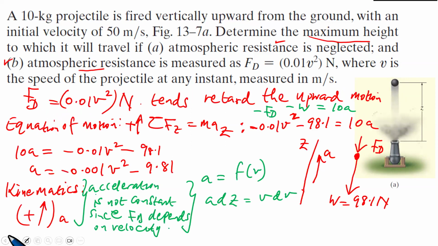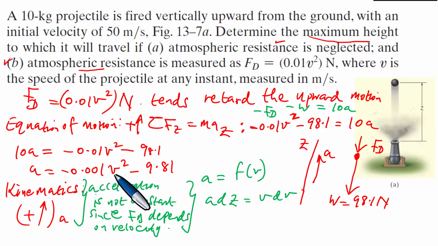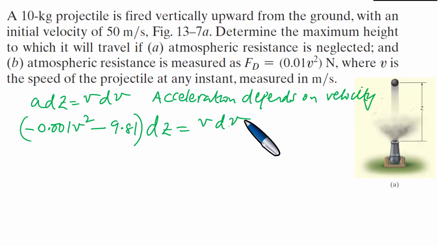Okay, what is acceleration? Acceleration is minus 0.001 V squared minus 9.81, after dividing by 10. That is the acceleration, and this is exactly what goes into A dz equals V dv.